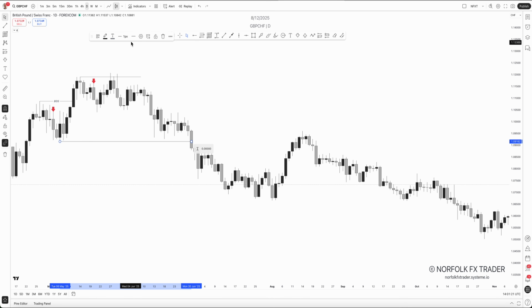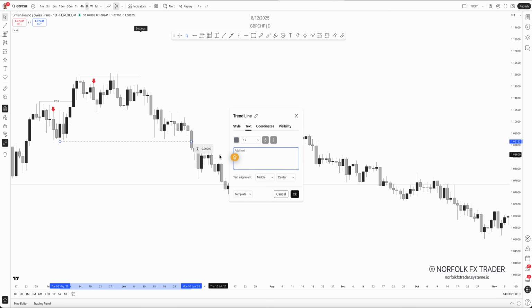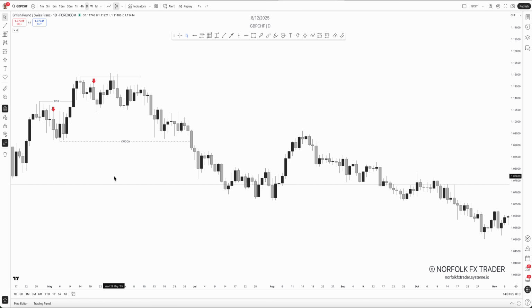Now this level becomes a dashed line for me, and I'll mark it out as a change of character. So this is where the market makes a first shift from a bullish market to a bearish market. Now, after this point, we'll start to look at mapping up our imbalances with price.